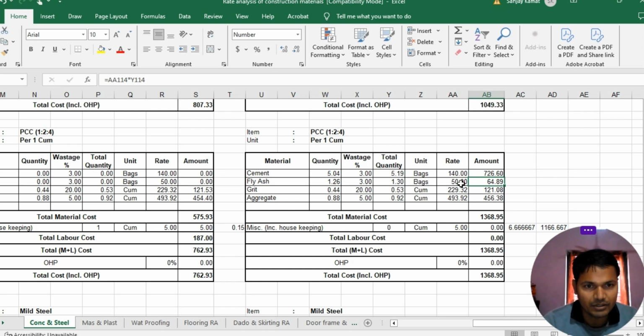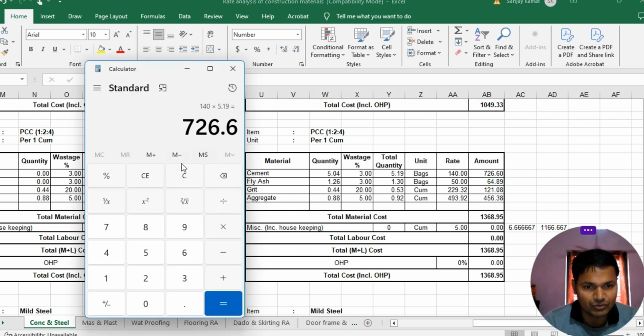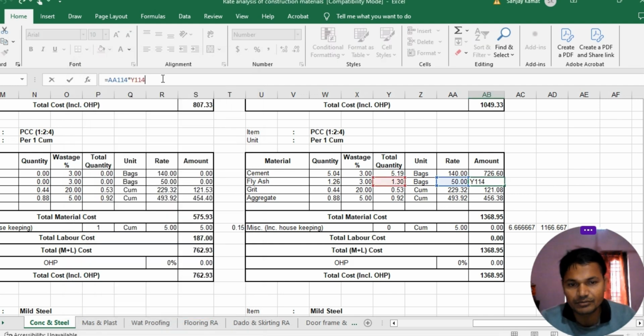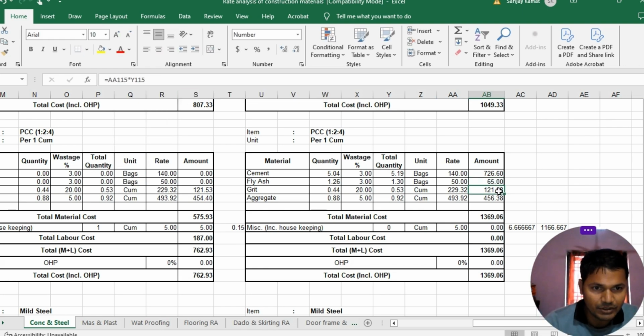Again we have the total quantity and the rate. We'll check this value: 1.30 into 50. So much, 65. So we will write exactly 65. Now we have to edit this value, 65. Write 65 only.